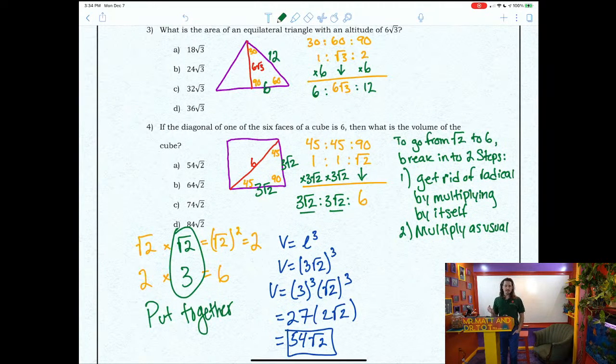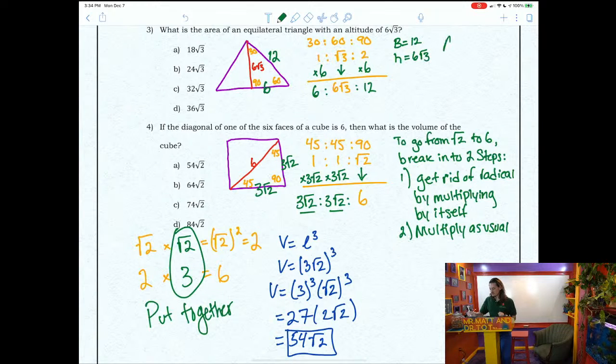And that makes sense because the altitude is splitting the equilateral triangle into two congruent 30, 60, 90 triangles. And so if the overall hypotenuse is 12, it makes sense that the two other long legs of the two triangles are each 6. If you add them together, you get 12. So the base here is 12. The height is 6 root 3.